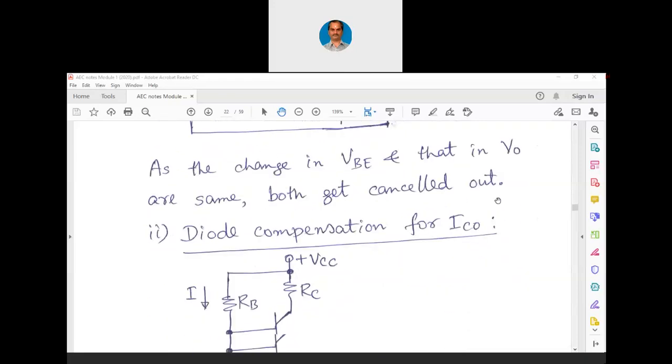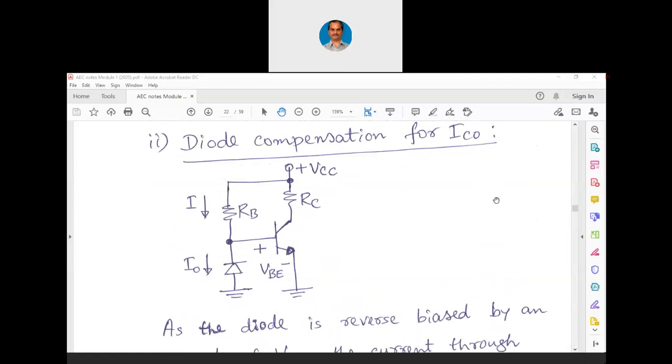Now let us see one more circuit, which is the diode compensation for ICO. We had seen a circuit where the circuit was compensated for the changes that are occurring in VBE. Now in this particular circuit, if there is a change occurring in ICO, even that is compensated. Let us see how it is compensated now. Here a diode is connected in reverse bias. Now the diode is working actually in the reverse bias only, because there is no other power supply for the diode. It is purposefully kept in the reverse bias.